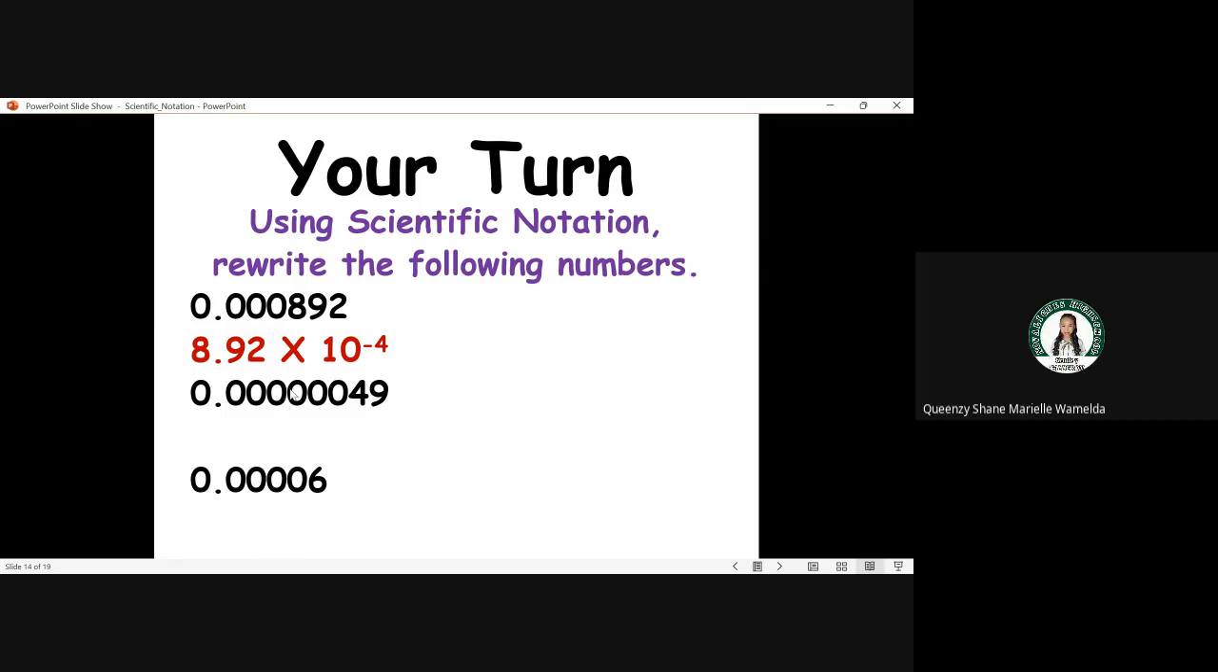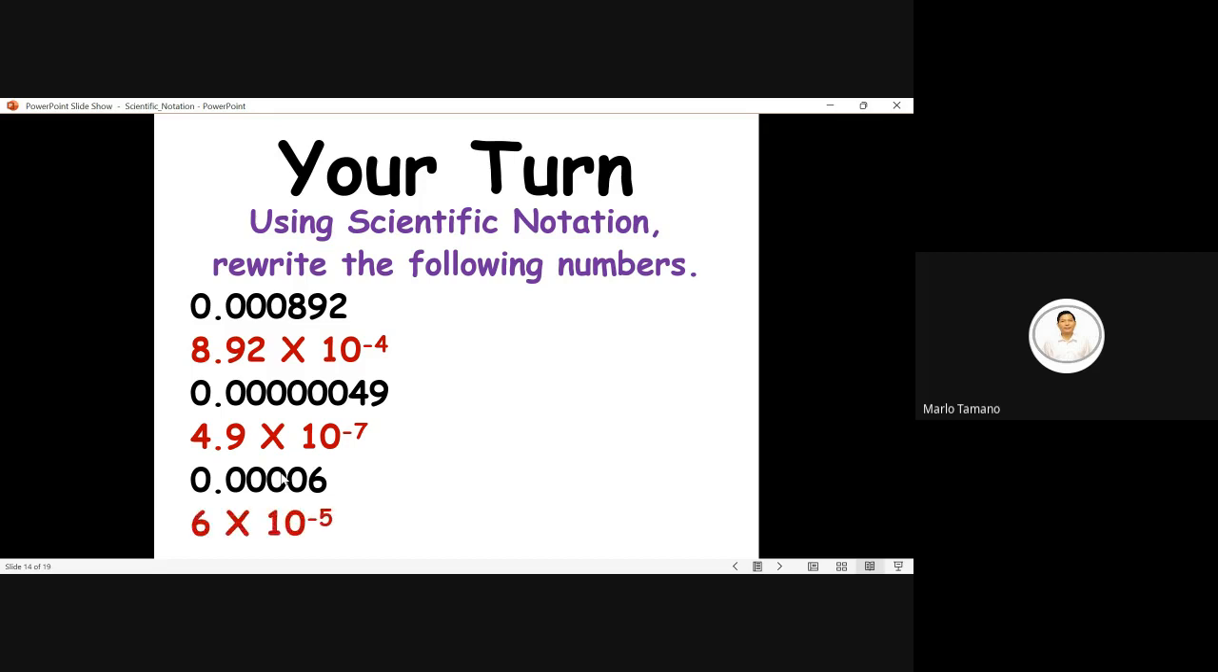4.9 times 10 to the negative 7 power. Counting 1, 2, 3, 4, 5, 6, 7. To the negative 7. 4.9 times 10 to the negative 7. How about the third one? Can you do it? 6.6 times 10 to the negative 5 power. 2, 3, 4, 5. So 6.0 or 6 times 10 to the negative 5.